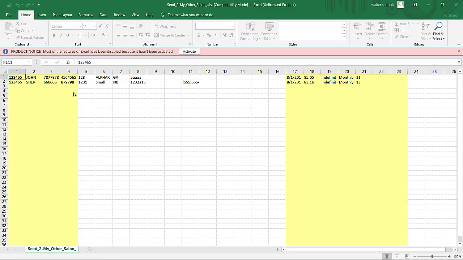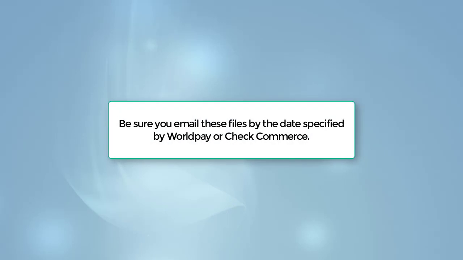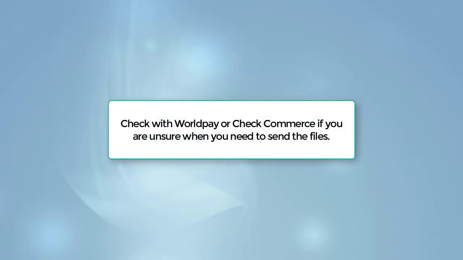Your final step will be to email the files that start with the word send to Worldpay. The email address is achsetup@worldpay.com. Please be sure to send these files by the specified date provided to you or when your account is set up. Please contact Worldpay or Check Commerce if you are unsure when you need to email your files.